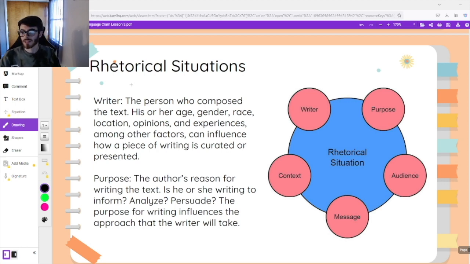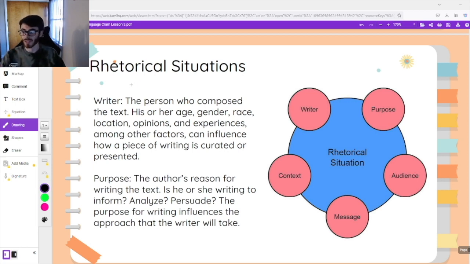The purpose is the author's reason for writing the text. It's not what motivated them to write the text, and it's not what the text is about, but what they are trying to achieve, what they're trying to do. Are they trying to inform their audience? Are they trying to analyze something? Are they trying to persuade their audience? What is their purpose? The purpose can influence the text as well, right? Because depending on your purpose, the writer is going to take a different approach to the way that they choose to write it.